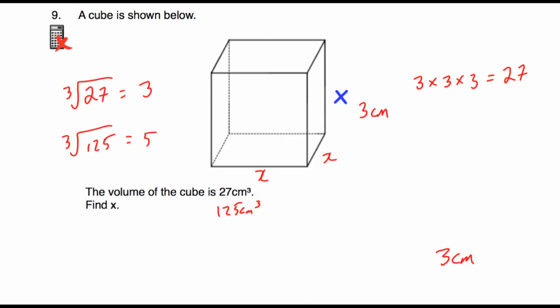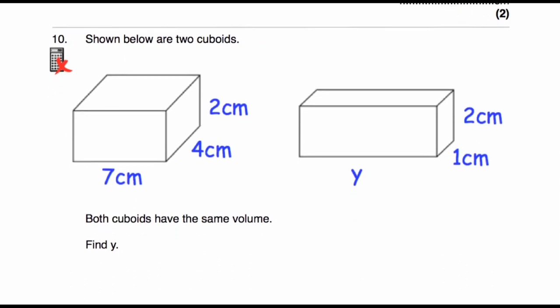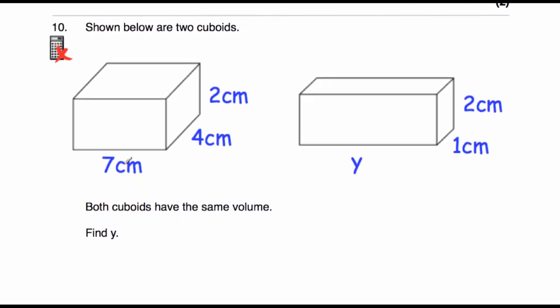Okay, let's have a look at question number 10. So question number 10, we are given two cuboids. We've got this cuboid and we've got this cuboid, and we've been told that both cuboids have the same volume. Find y. So the volume of this cuboid is the same as the volume of this cuboid. So let's look at this cuboid on the left-hand side, because we're told the length, which is 7, the width, which is 4, and the height, which is 2 centimetres. And let's work out its volume.